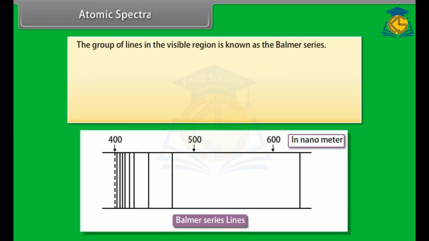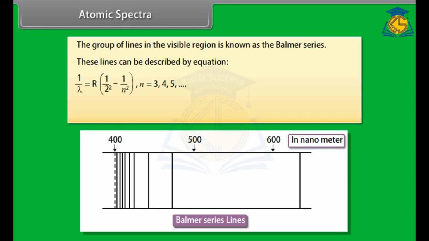The group of lines in the visible region is known as the Balmer series. These lines can be described by the equation 1 upon lambda equals R times (1 upon 2 square minus 1 upon n square). Here the value of n may be 3, 4, 5 and so on, where R is the Rydberg constant having value 1.0973732 x 10 raised to the power 7 per meter.